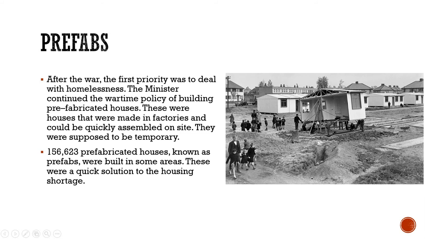Now, they were only supposed to last 10 years, but only, I think, in the last 5 or so years has the last prefab been taken down. If you go to St Fagans, there is an example of a prefab there. It's really interesting. You can see they were only supposed to last 10 years, but they lasted a lot longer than that. Okay, there were 156,623 prefabs built in some areas, and they were a really quick solution to the housing shortage.